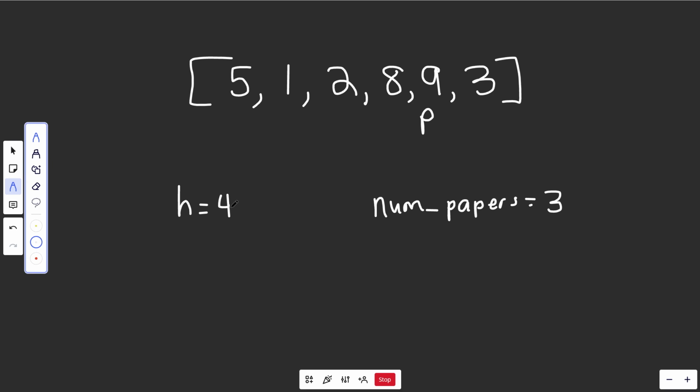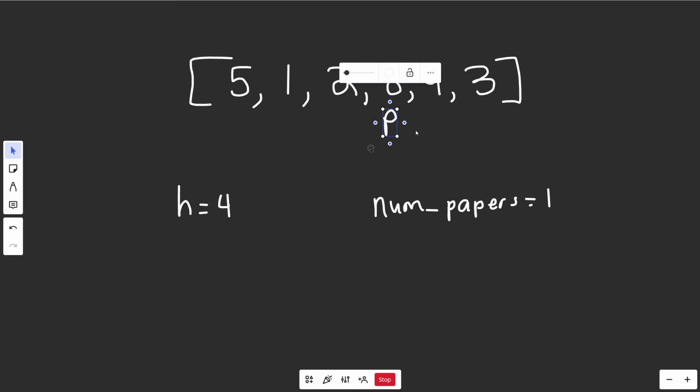So we'll try to do 4. So we'd move this back to the beginning, set this back to 0, and we would see that this one is helpful. So that would increment to 1. It's going to move past these. These are not helpful. 8, that is helpful.